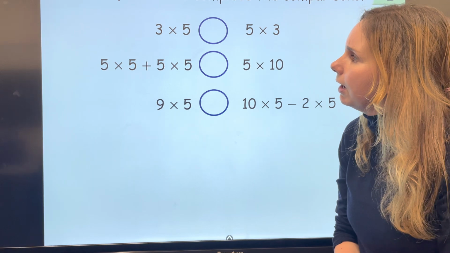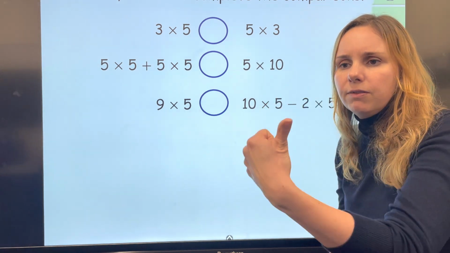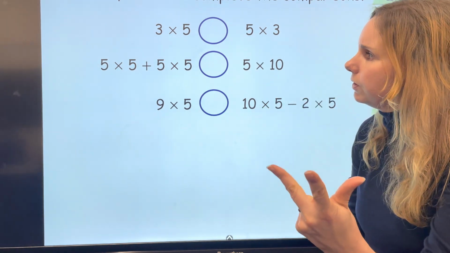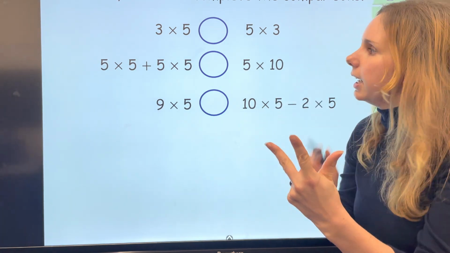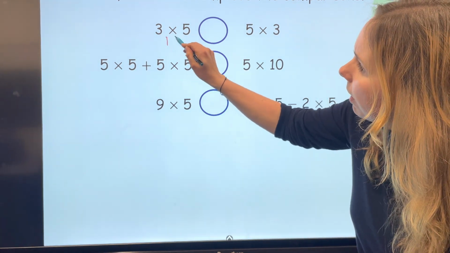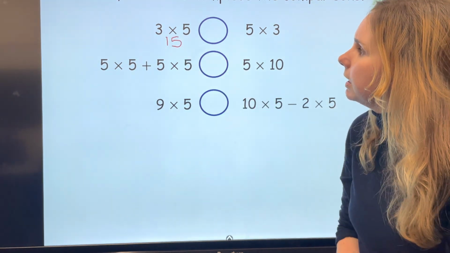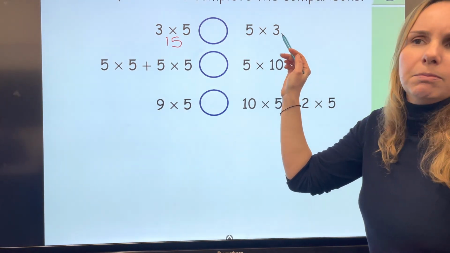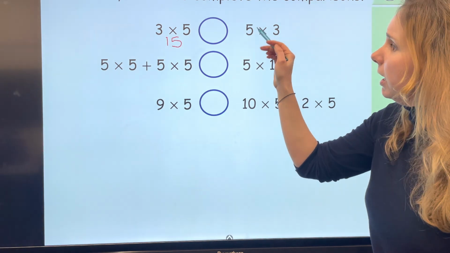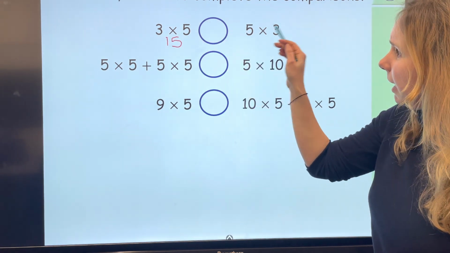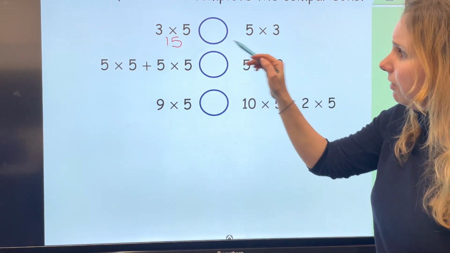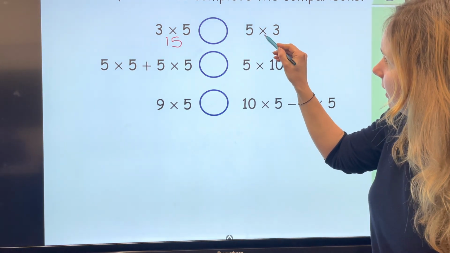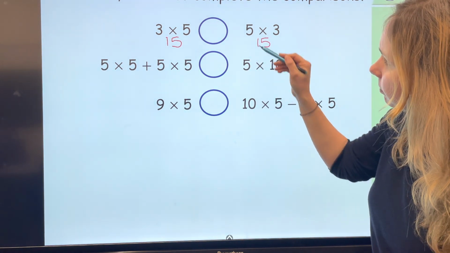3 lots of 5, 3 multiplied by 5: 5, 10, 15. I know how to count in 5s, and I did it 3 times. I'm going to write my answer underneath. Now I've got another one here, 5 lots of 3. Not confident counting in 3s, but I've just done 3 multiplied by 5. Swap the numbers around. I know the answer is 15.